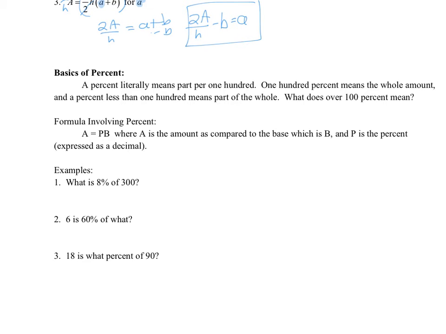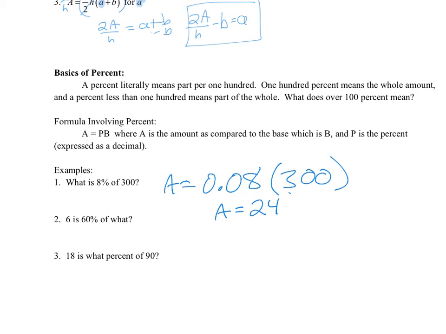Okay, what is 8% of 300? Well, A is 8, oh wait, we have to write it as a decimal. 0.08, which is 8% of B. And B in this case is 300. So, when you multiply these with your calculator, 0.08 times 300, you're going to get 24. So A is 24. So 24 is my answer. What is 8% of 300?